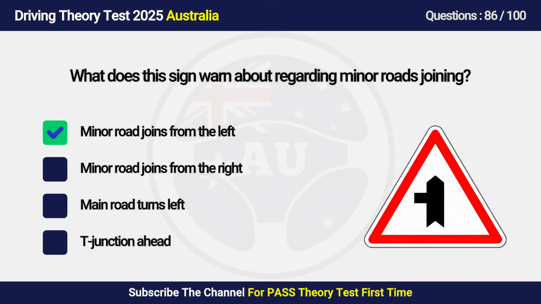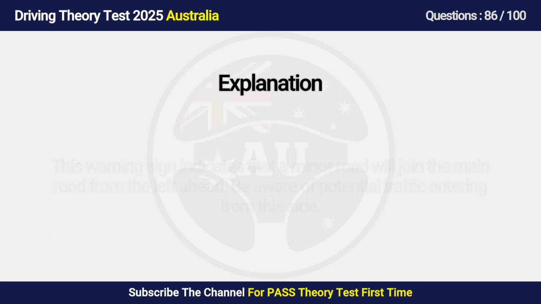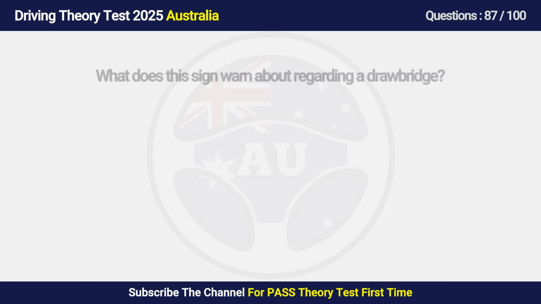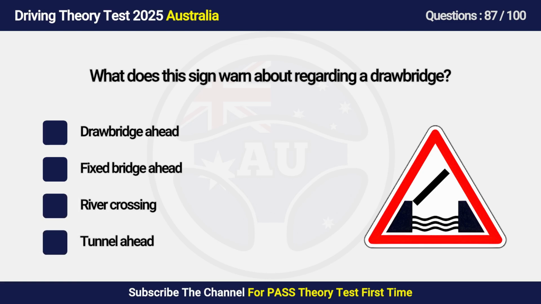Answer is A. Minor road joins from the left. This warning sign indicates that a minor road will join the main road from the left ahead. Be aware of potential traffic entering from this side. Question 87. What does this sign warn about regarding a drawbridge?